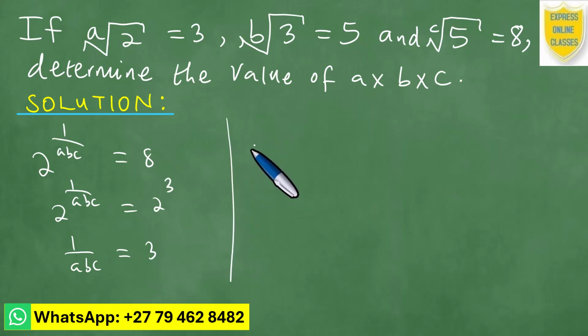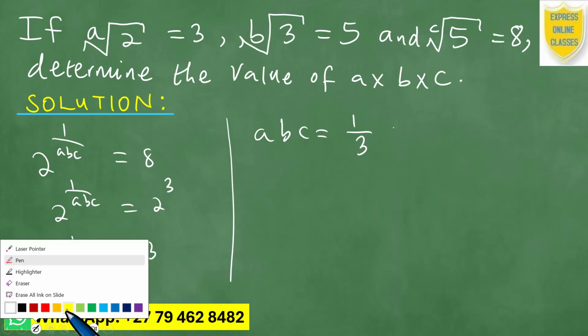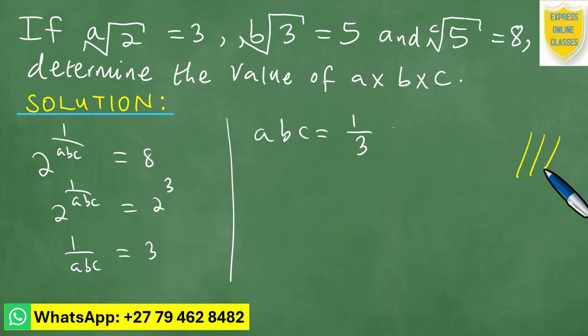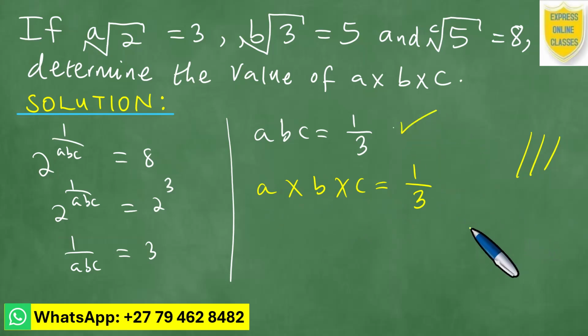And so now, if this is the case, it means clearly that ABC, when we take the reciprocals of both sides, is exactly 1/3. It means that ABC is exactly 1/3. And so now this is basically the end of this particular solution. And so we found the numerical value of ABC. In other words, A times B times C is exactly equal to 1/3. And this marks the end of this particular solution.